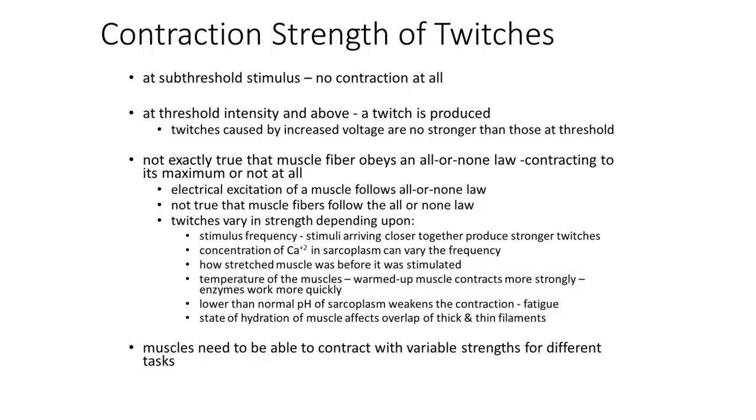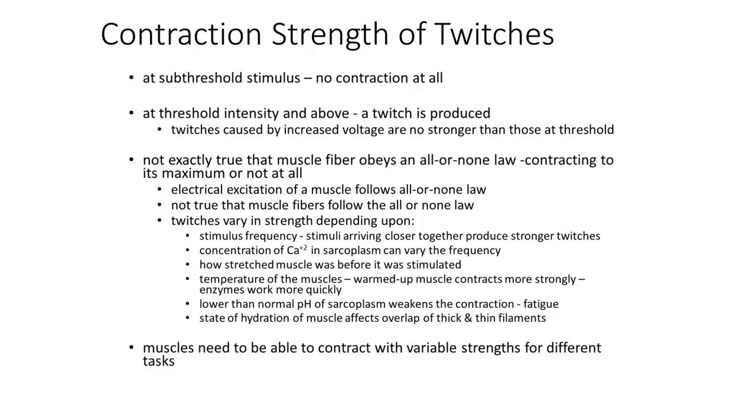So it's not entirely true that a muscle fiber will obey an all-or-none law, contracting to its maximum or not at all. When we have electrical excitation of a muscle, it will follow an all-or-none law. But it is not true that muscle fibers follow the all-or-none law. So twitches will vary in length and strength depending upon these things.